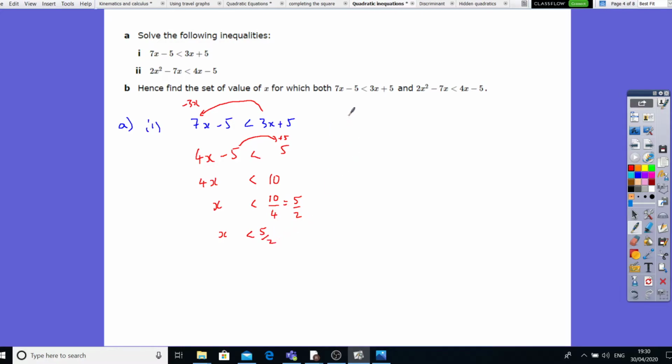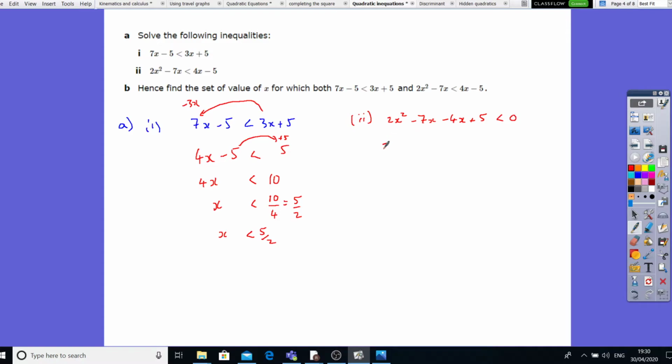And part 2, got this equation. So again, I'm going to do what we've done before, bring everything to one side. So x squared minus 7x. I'm going to take the 4x to the other side. I did it inverse: opposite of plus 4x is minus 4x. Opposite of minus 5 is plus 5. And the inequality stays at 0. So there's nothing left on the right hand side, so I've taken everything on the left hand side.